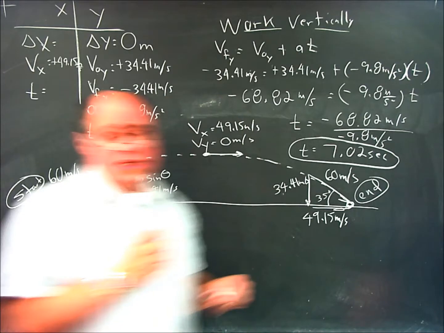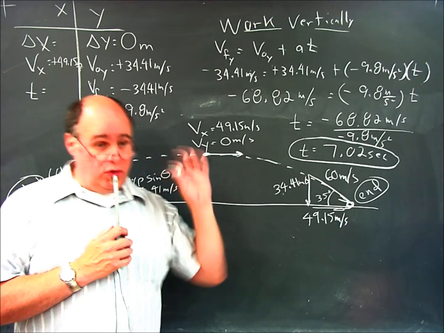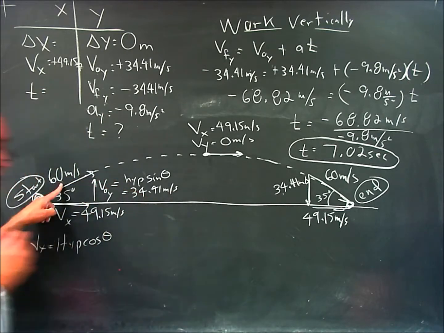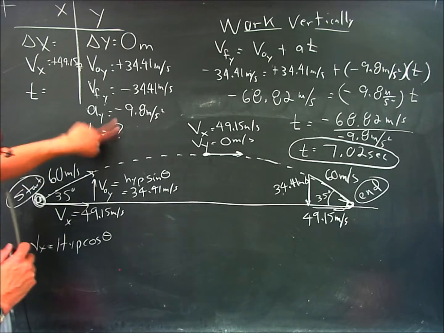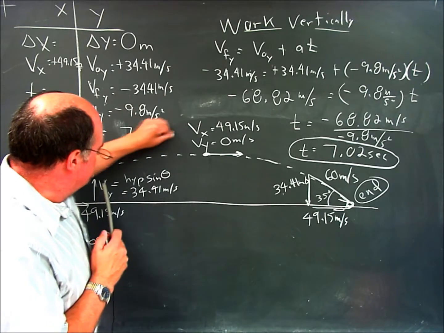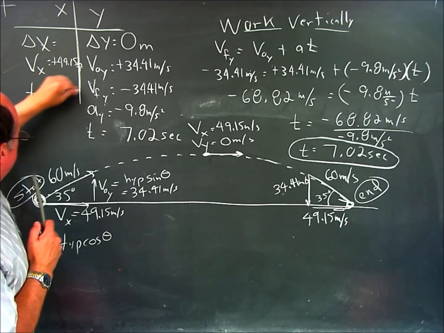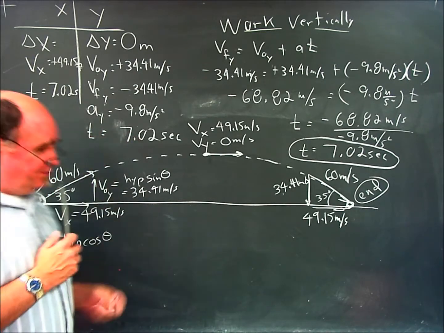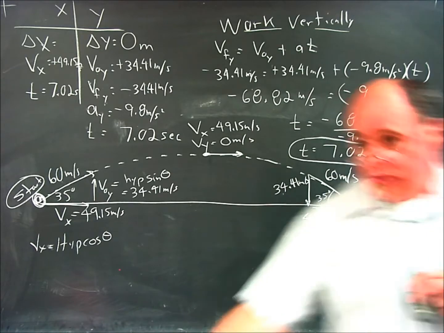So there's a cannonball being shot by Napoleon, and the cannonball, we were told, was leaving at a speed of 60 meters per second and an angle of 35 degrees above the horizontal. We just figured out that it'll be in the air for 7.02 seconds. So that's how to do that particular type.